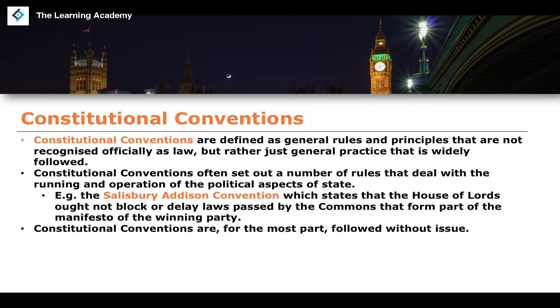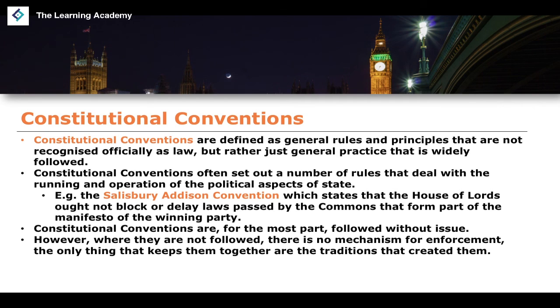And this is only a convention, though, okay? For the most part, these are followed without issue, but where there is a breaching of a constitutional convention, there's no mechanism for enforcement. There's no law or court that will tell them that they're breaking a constitutional convention. The only thing that keeps constitutional conventions together is the fact that they are created by tradition, and we like to follow tradition in the UK.